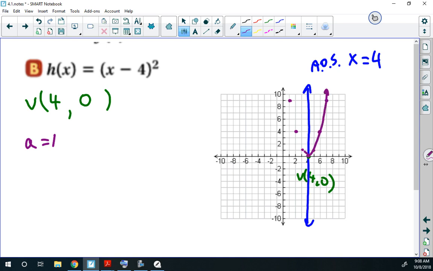The point would be 5, 1. Another point would be 6, 4. And another point would be 7, 9. There we go. Okay.